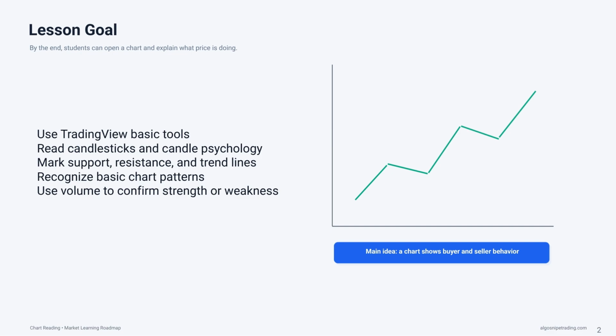Main idea: a chart shows buyer and seller behavior. When students learn to read the chart correctly, they can better understand what the market is trying to do.